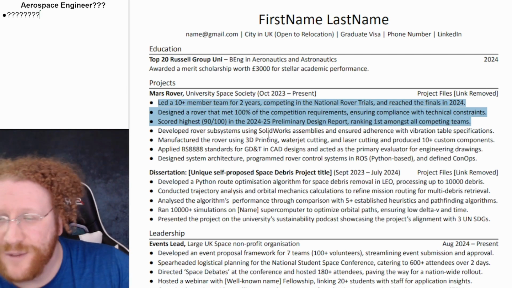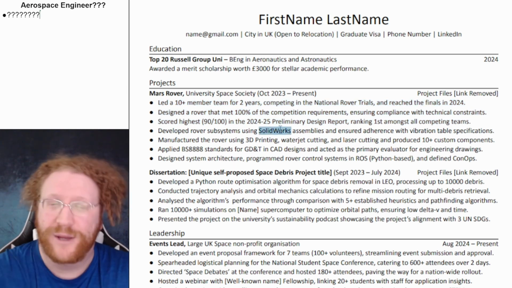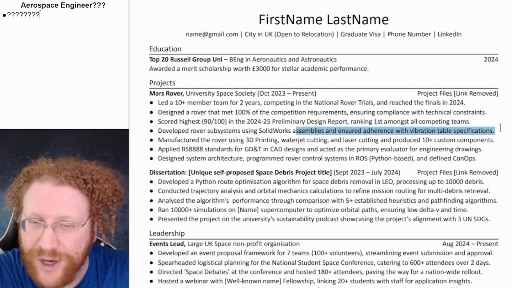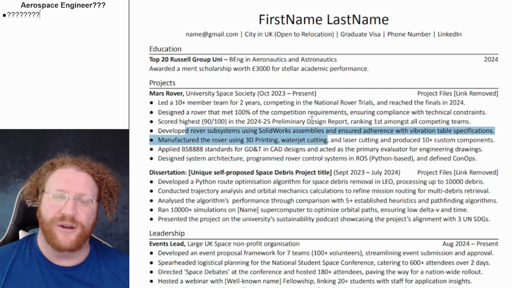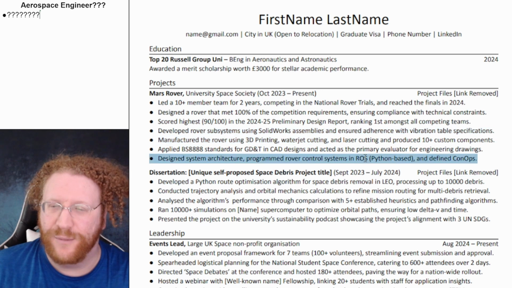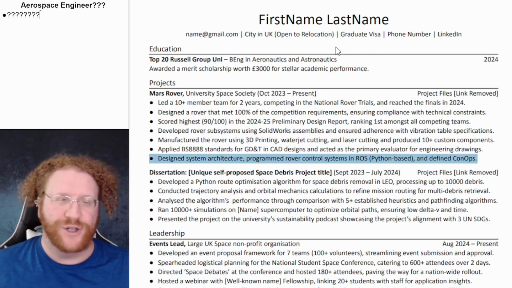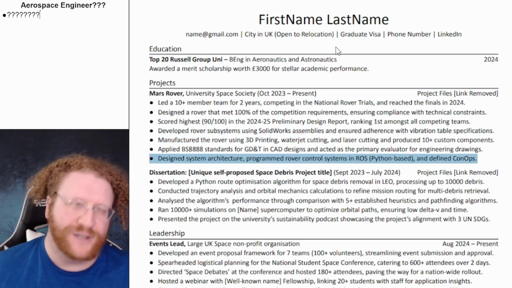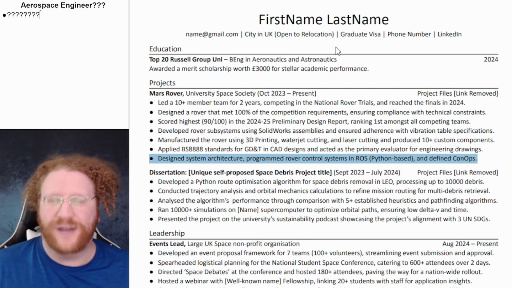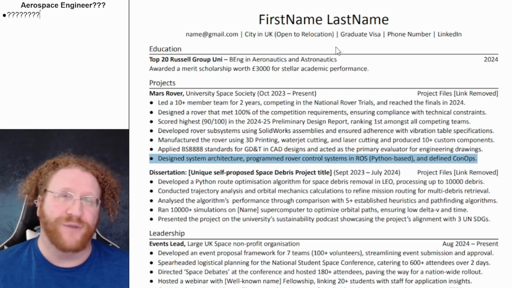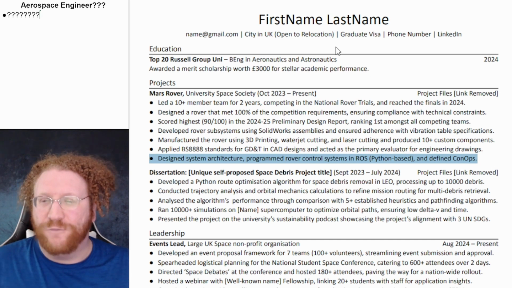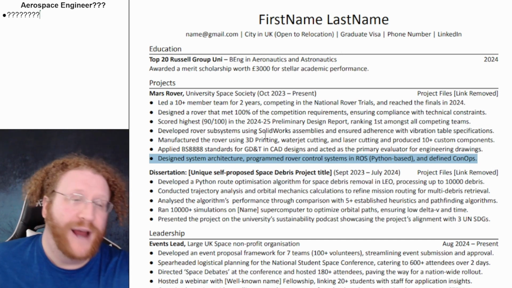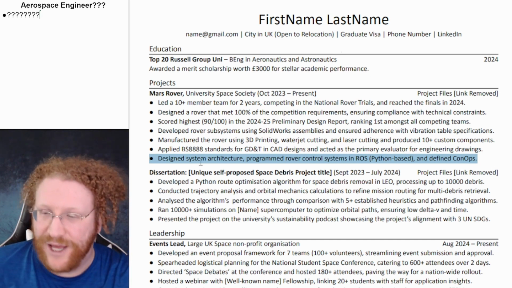Developed rover subsystem using SolidWorks. SolidWorks and CAD are probably going to be one. Vibration tables, manufactured. So yeah, this is the most important part: what did you do? Like, what part of the systems did you work on? Because a circuit designer is going to have different keywords, like I said, than a wheel or an engine designer. And right now it just says Mars rover. I don't know enough about the Mars rover until I get to this one.